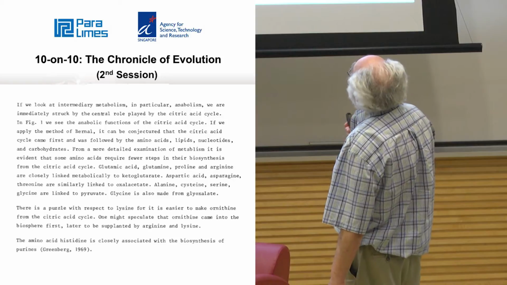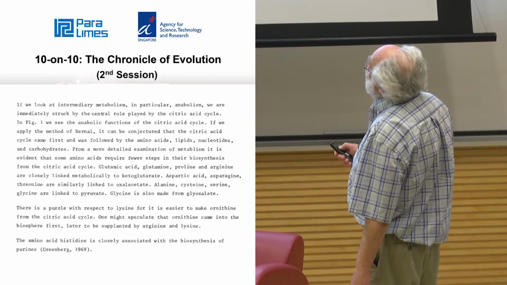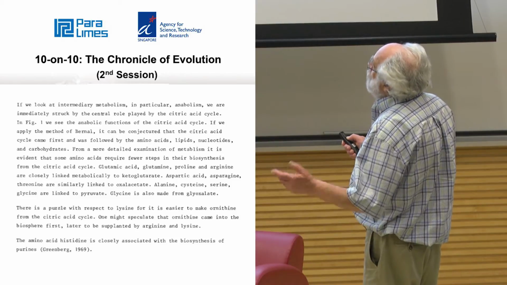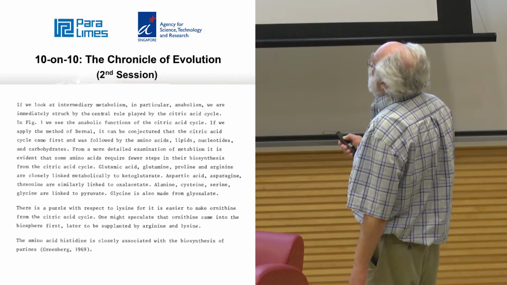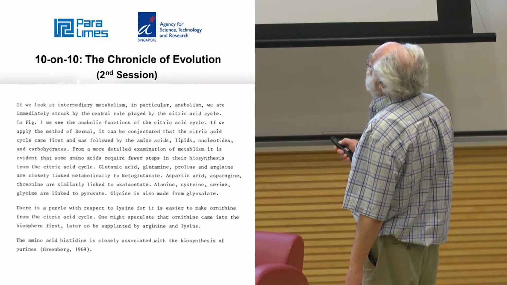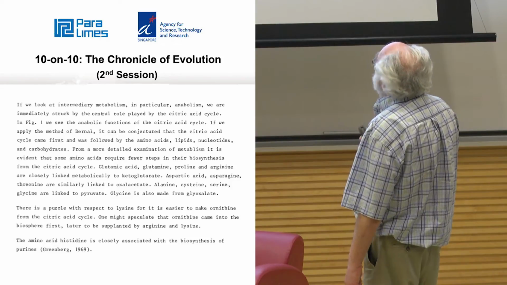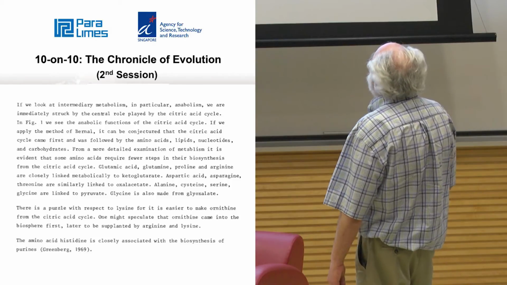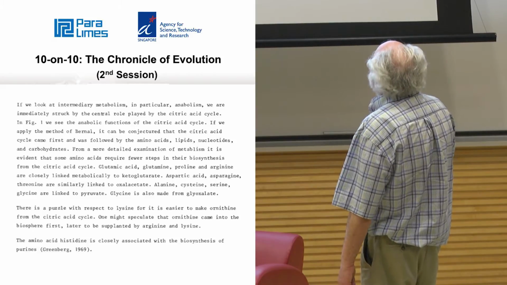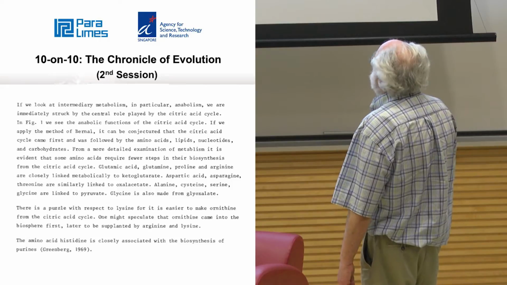If we look at intermediate metabolism, in particular anabolism, we are immediately struck by the central play of the citric acid cycle. In the anabolic things of the citric acid cycle, we apply a method of Bernal, which I'll describe to you. It can be conjectured that the citric acid cycle came first and was followed by the amino acids, lipids, nucleotides, and carbohydrates. From a more detailed examination of metabolism, it is evident that some amino acids require fewer steps in their biosynthesis from the citric acid cycle. Glutamic acid, glutamine, proline, arginine are closely linked metabolically to alpha-ketoglutarate; aspartate, etc., are linked to oxaloacetate; alanine, etc., are linked to pyruvate. Glycine is also made from glyoxylate.